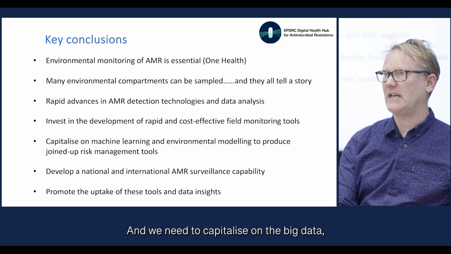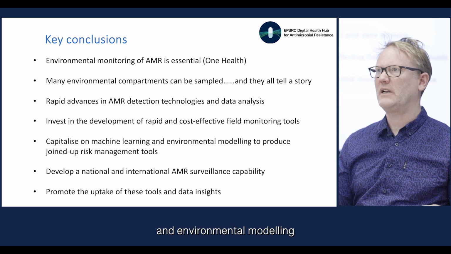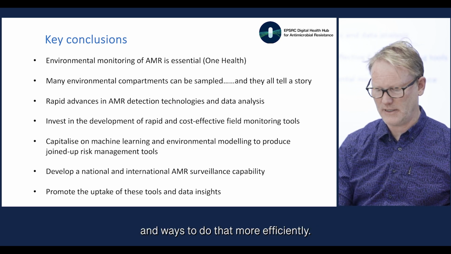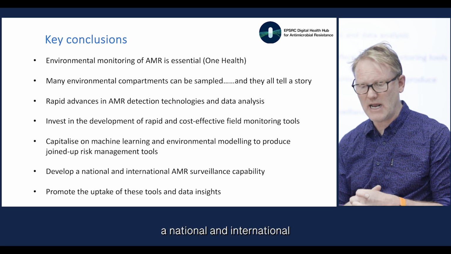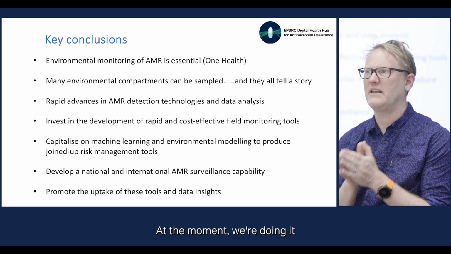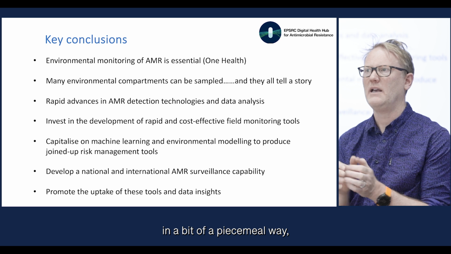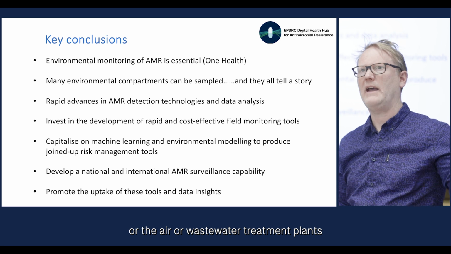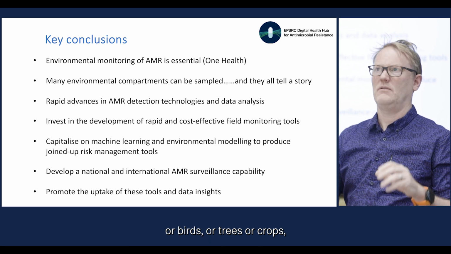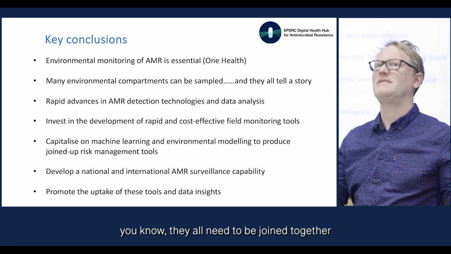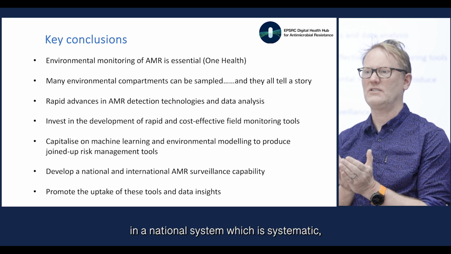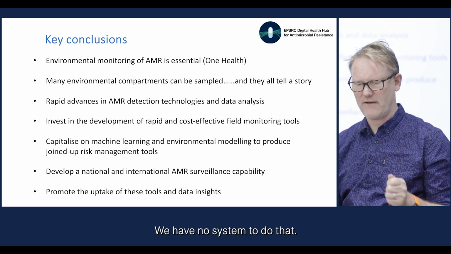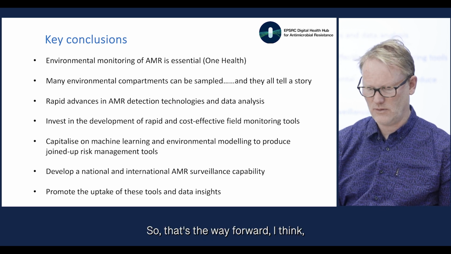And we need to capitalise on the big data, on machine learning and environmental modelling to link all of these things together. We're going to have supercomputing on ways to do that more efficiently. And we need to develop a national and international AMR surveillance capability. At the moment, we're doing it in a bit of a piecemeal way, looking at different parts of the system, whether it be cows or sheep or rivers or the air or wastewater treatment plants or birds or trees or crops. They all need to be joined together in a national system which is systematic, done year after year after year, so we can look at change. We have no system to do that. So that's the way forward, I think.